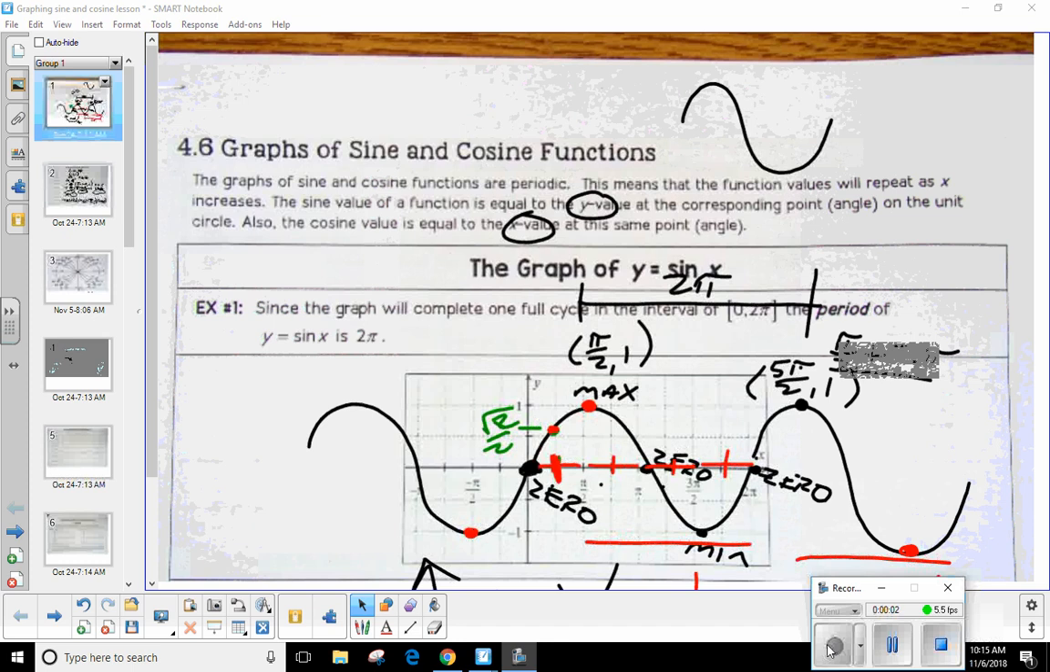All right, so we are going to move on with the graphs of sine and cosine. We'll go ahead and do that in about a minute. So if you've not taken out your notes, go ahead and do so. And while you're doing that, just a couple of housekeeping items that we need to take care of.